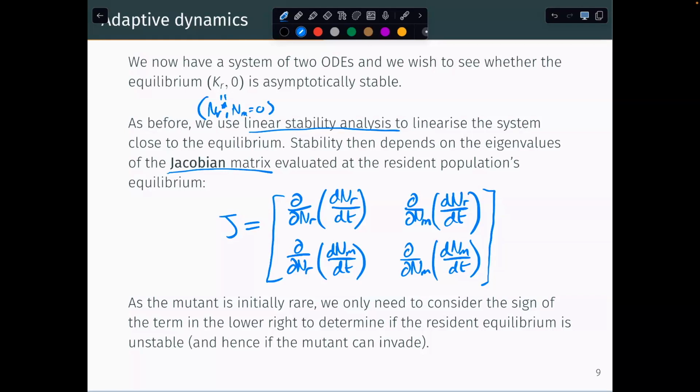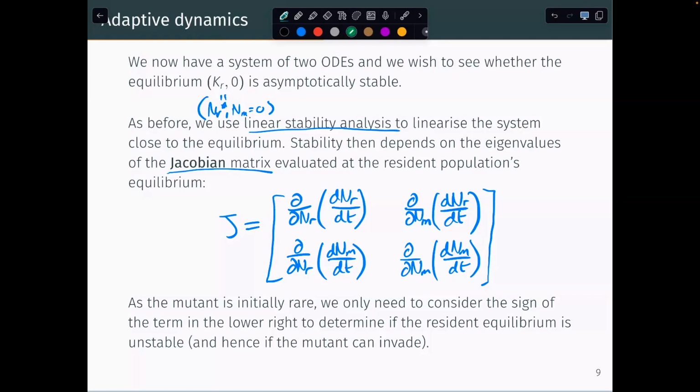If at least one of these eigenvalues has a positive real part, that means that our perturbation is going to grow. In this case, our perturbation is our mutant. So our mutant would then be able to invade. Okay, so we'd move away from the state. So we just need to now consider the eigenvalues of this matrix.